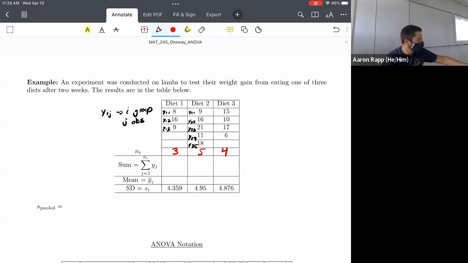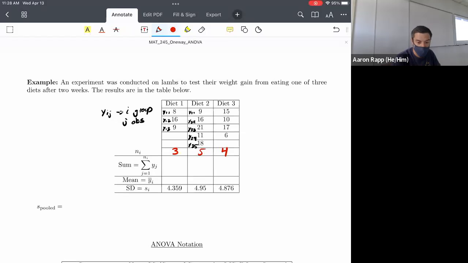And this is one of the great things about ANOVA is that it doesn't require that you have equal sample sizes. It's still going to work for unequal sample sizes. Okay. So now I want to say, what is the sum of all the observations that I have for each group? So I want to sum up all the observations for the first diet, sum up all the observations for the second diet, and then sum up all the observations for the third diet.